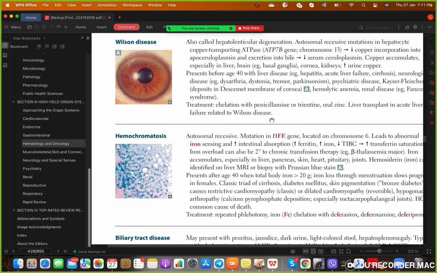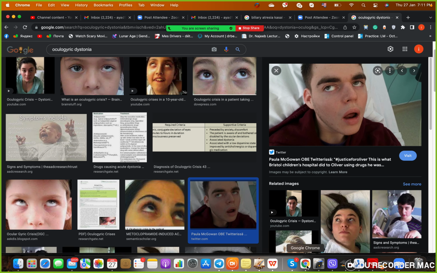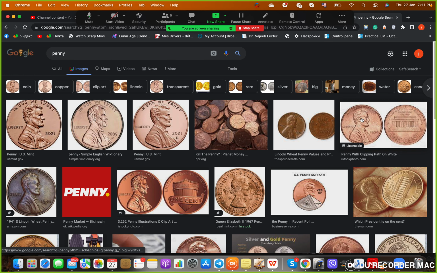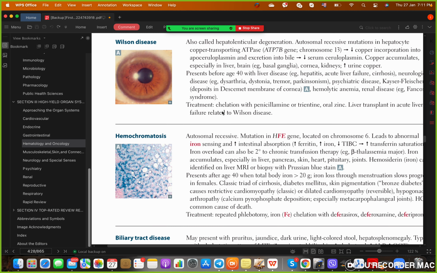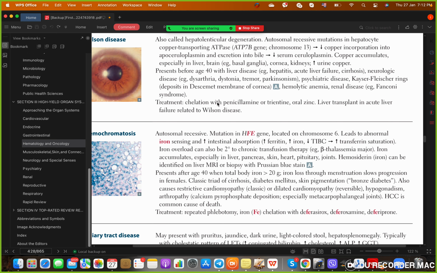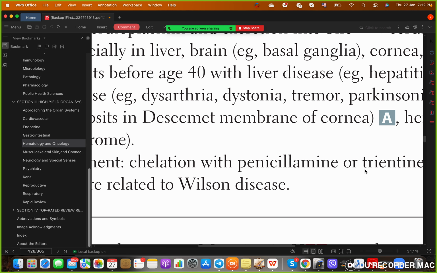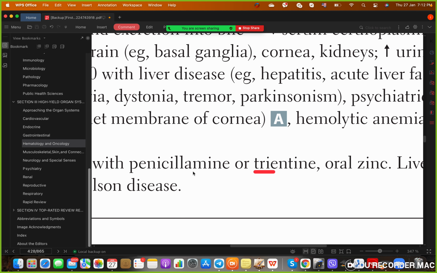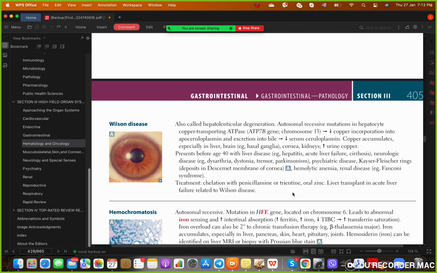The treatment of this disease is with a Benny. Does anybody remember what a Benny in the US is made out of? Yep, absolutely correct. A Benny in the US is made out of copper. Good. So we use penicillamine to treat Wilson disease. It's not enough to use one Benny. You have to use 3 Bennies. So trientine or penicillamine can be used to treat Wilson disease.